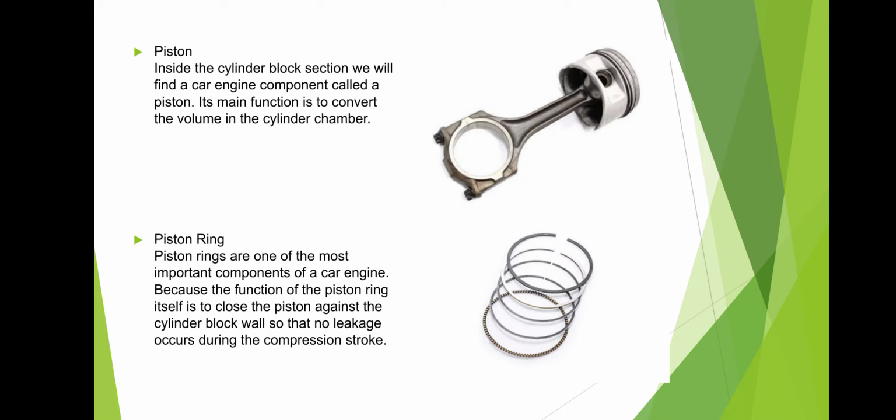Inside the cylinder block section, we will find a car engine component called a piston. Its main function is to convert the volume in the cylinder chamber. This is the piston ring. Piston rings are one of the most important components of a car engine because the function of the piston ring itself is to close the piston against the cylinder block wall so that no leak occurs during the compression stroke.